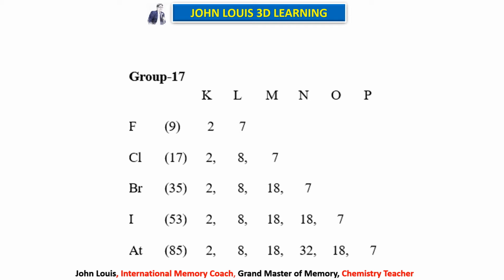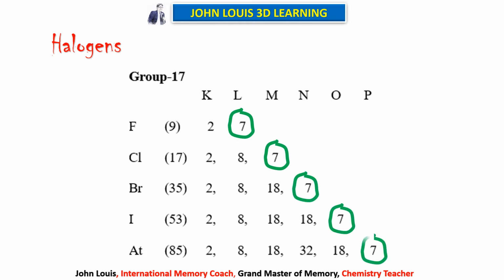So let us take group 17 elements in the periodic table. They are called halogens. Already we have learned. They are fluorine, chlorine, bromine, iodine and astatine. The first four elements are very important. If we write the electronic configuration, that is how the electrons are filled up in their orbitals, all the halogen atoms have 7 electrons in the outermost orbit.